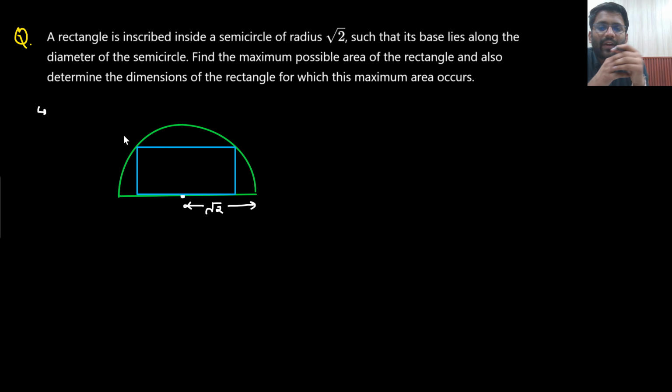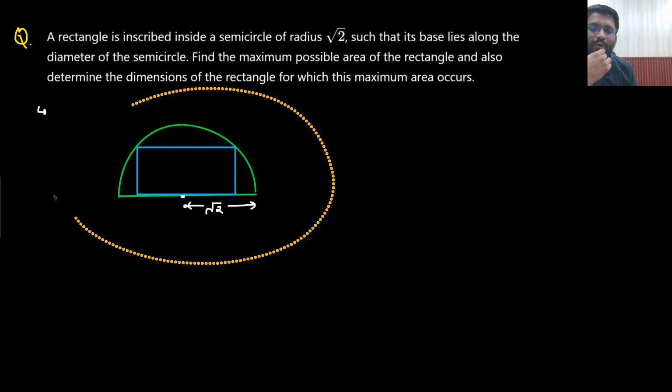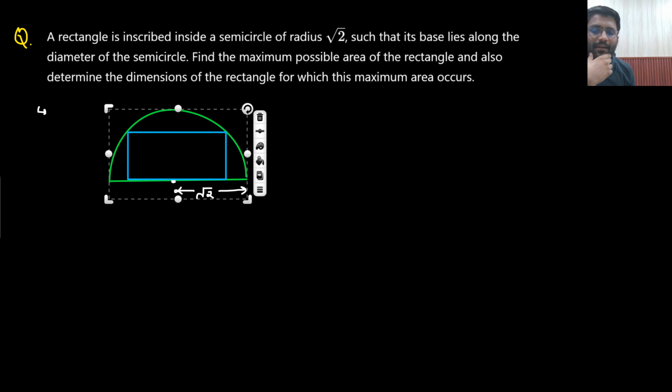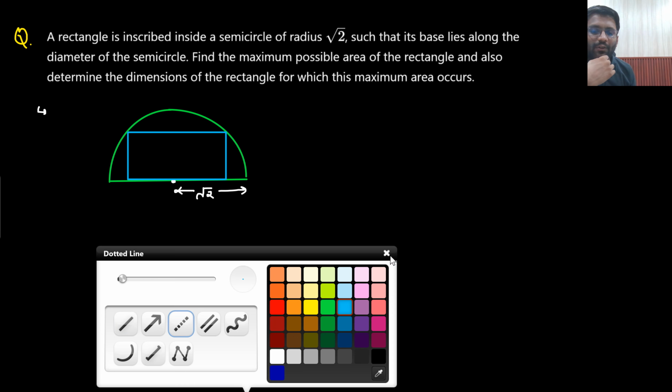What you need to find now? Find the maximum possible area of the rectangle and also determine the dimensions of the rectangle for which maximum area occurs. So what could be the maximum area of this particular rectangle? This is what we need to find out. What could be the maximum possible area? So first of all, whatever is given, that we need to find out.